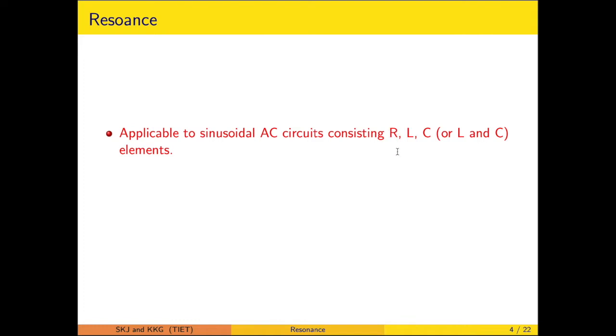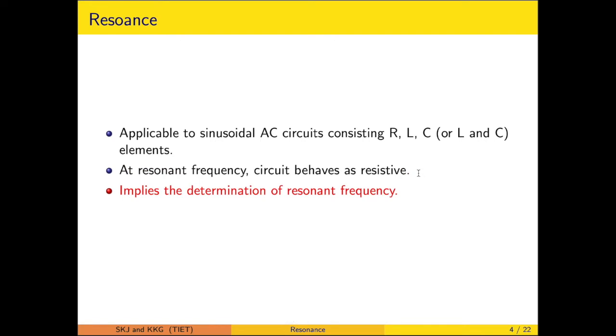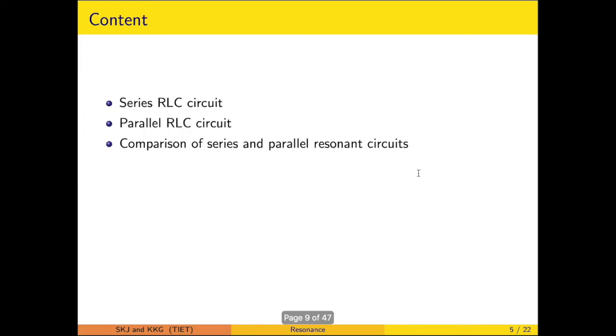However, when the resistance approaches 0, the circuit results in the LC circuit. At resonance, the circuit behaves as resistive, whether it is a series or a parallel arrangement. That we will be discussing and exploiting in detail. The first aspect of this resonance circuit is to calculate the resonant frequency and then find out the other parameters of interest.